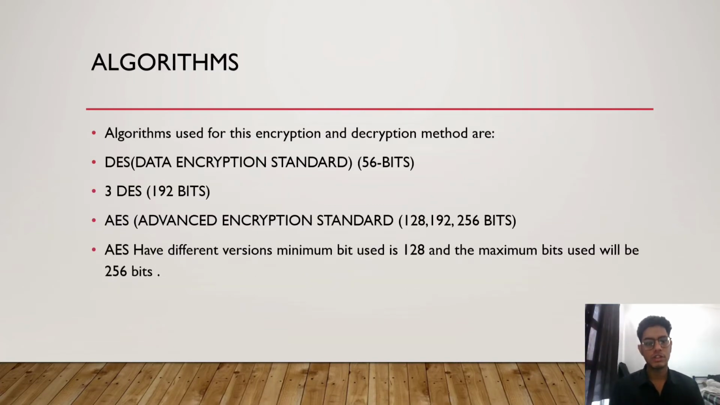Now let us see what are the algorithms which are used for the encryption and decryption method. So first is the Data Encryption Standard, DES, then Triple Data Encryption Standard, and then comes the Advanced Encryption Standard. So basically Advanced Encryption Standard has different versions. Minimum bit is used as 128 and maximum can go up to 256 bits.